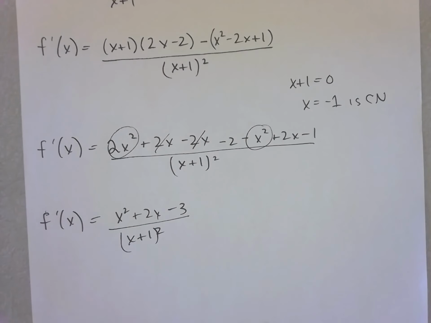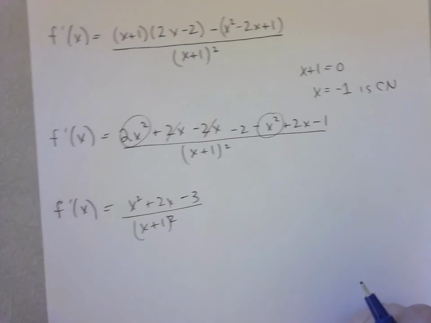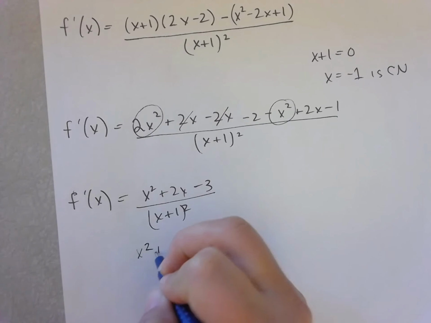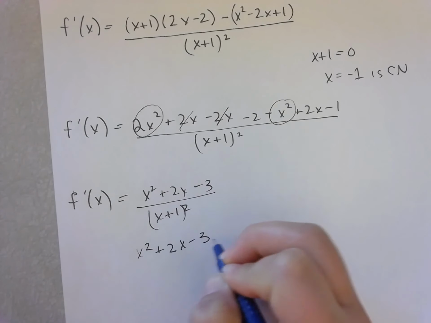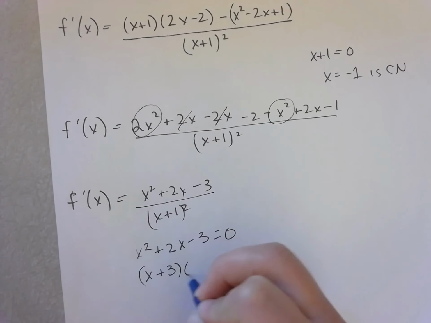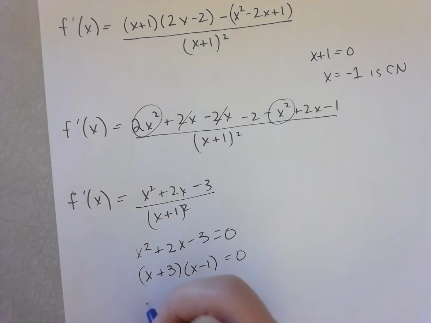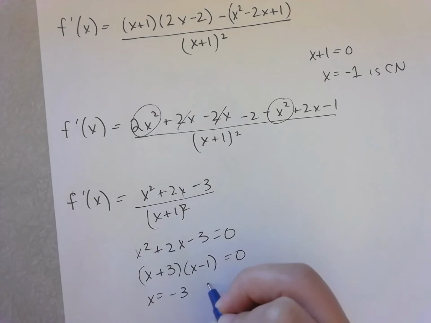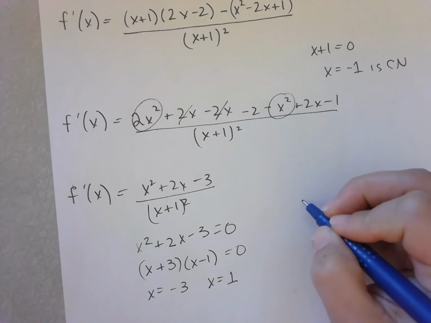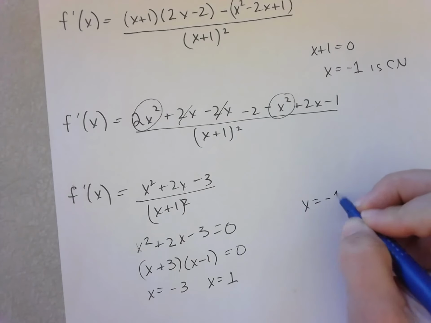So now that I have my first derivative all cleaned up, I am ready to use my intervals of increasing and decreasing. The first thing I need to do is find my critical numbers of the first derivative. So I'm going to set the numerator equal to 0. This gives me x plus 3 times x minus 1 is equal to 0, giving me critical numbers of x equals -3 and x equals +1. Then I also get a critical number from the denominator, which is x equals -1.